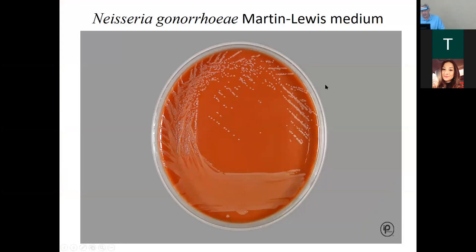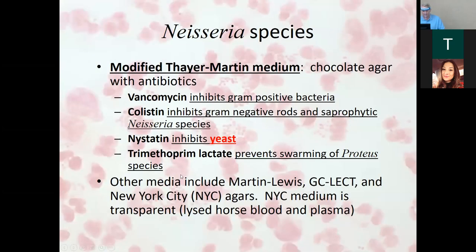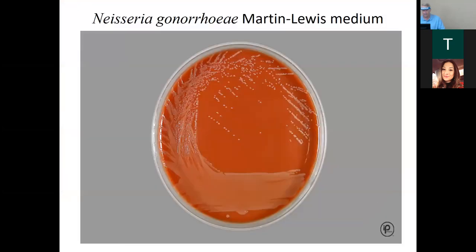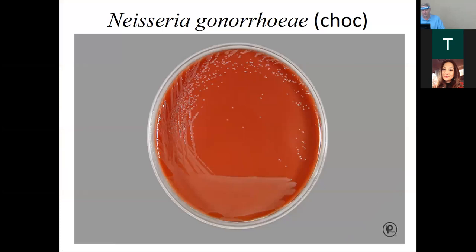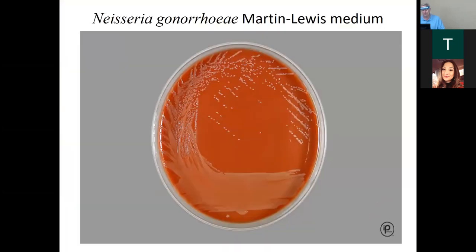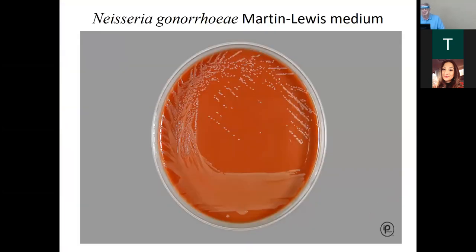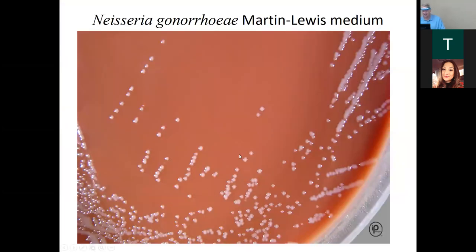This is Neisseria gonorrhoeae on Thayer-Martin or Martin-Lewis. This is Martin-Lewis, so it's not quite the same concept, right? We've got media down here that's Martin-Lewis, and we've got gonorrhoeae and chlamydia lectin and New York City agar. But we're using Thayer-Martin. So gonorrhoeae here on chocolate, gonorrhoeae on Thayer-Martin. Kind of looks the same, right? Not much difference in this nice little colony.